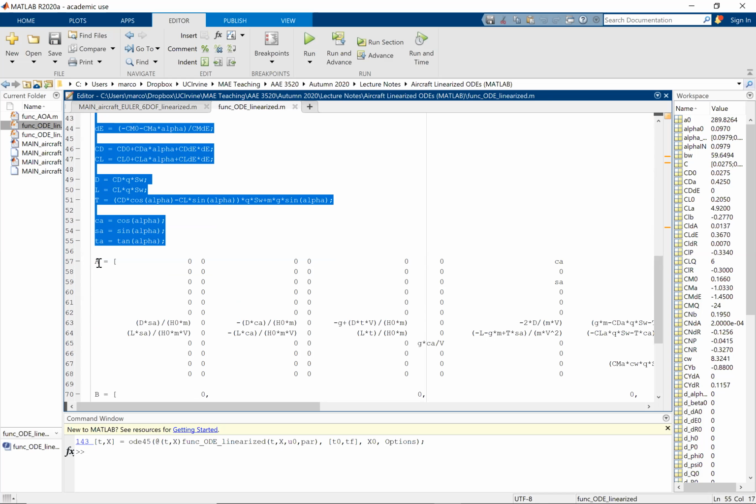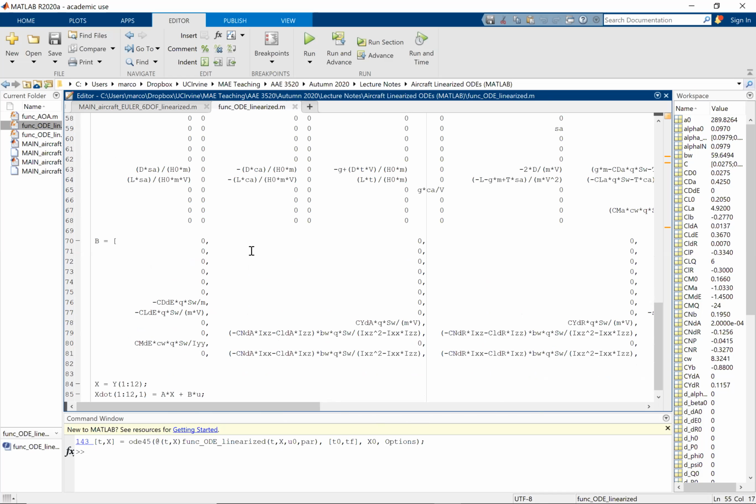So here, nothing really fancy, it's just the A matrix that we found in Mathematica and the B matrix. So these matrices contain all the first order partial derivatives of the vector field with respect to the state and the control vector.